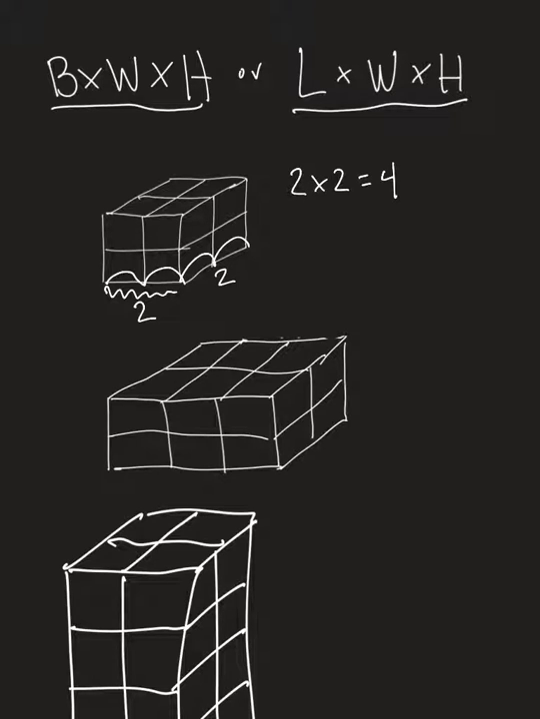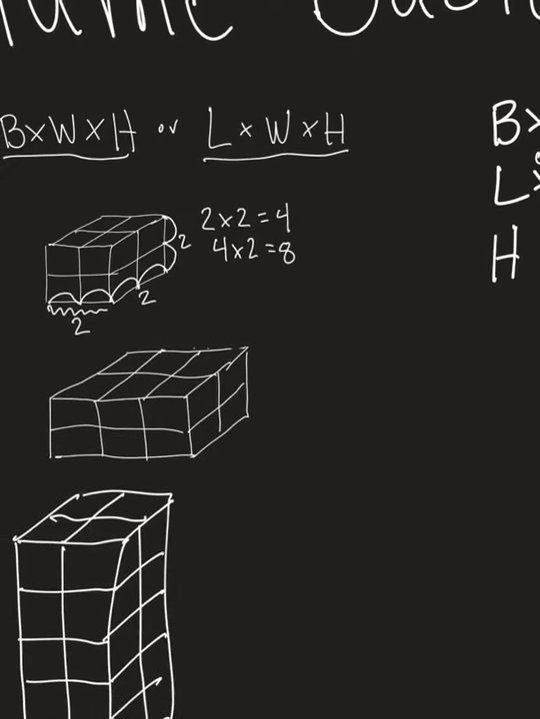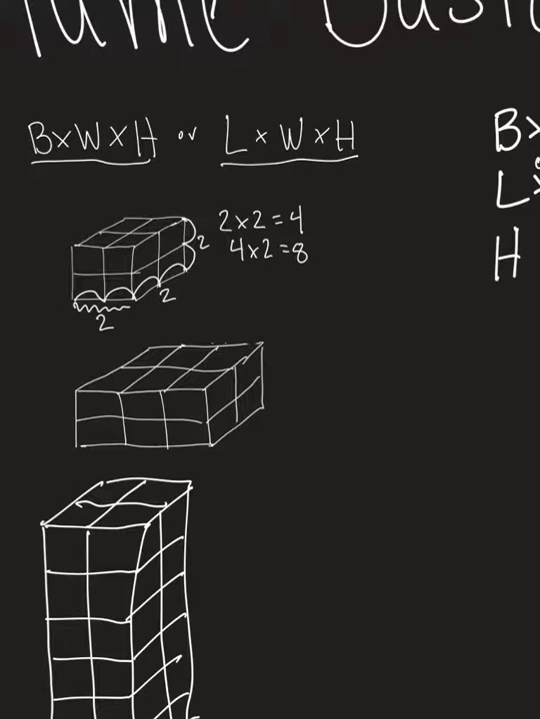Next, I'm going to have my height. My height is how high, so 1, 2. So then I'm going to take the 4 and I'm going to times it by 2, and that's going to give me 8. Now remember the triangle that we used, right, in the beginning of the year. So 2 times 2 times 2. We're just going to go 2 times 2 is 4, and 4 times 2 is 8. And remember, we're going to do cubic units, so 8 cubic units. Okay, does that make sense?